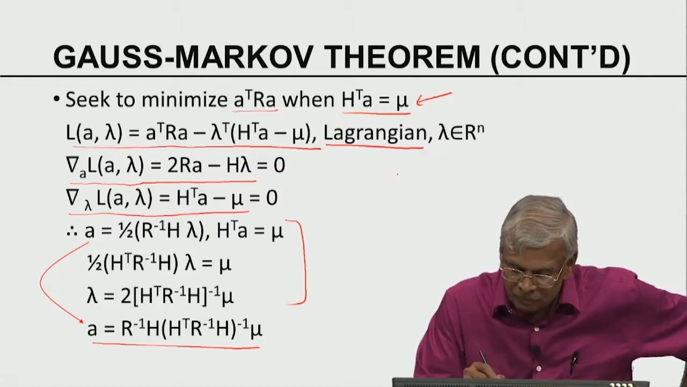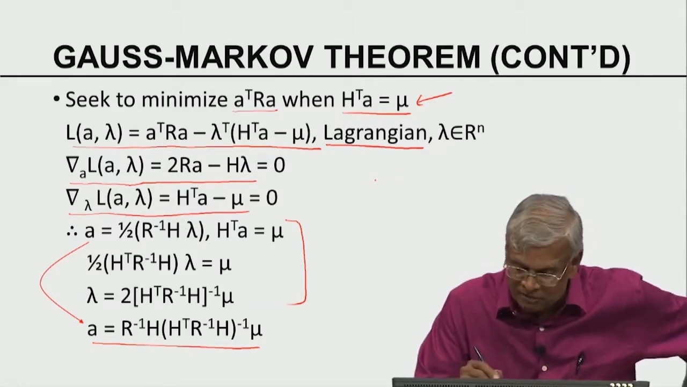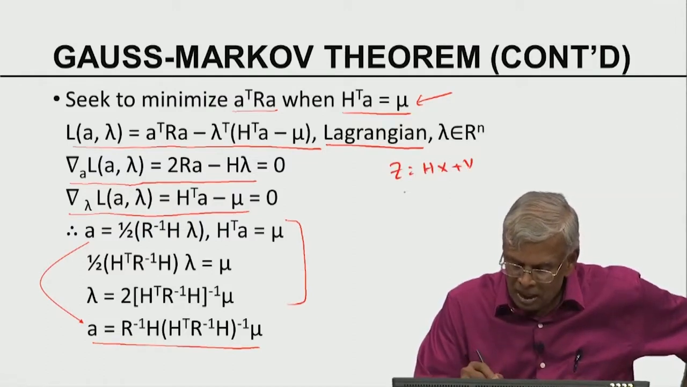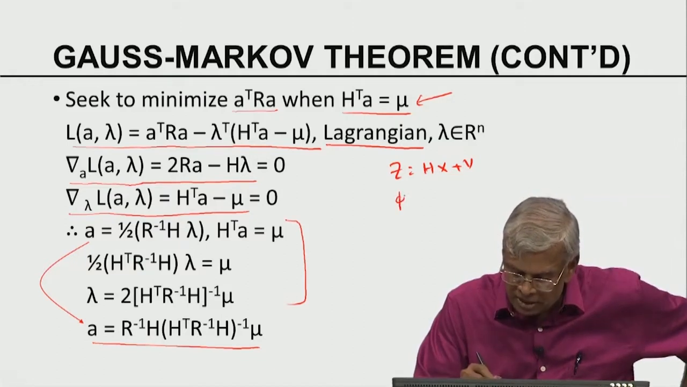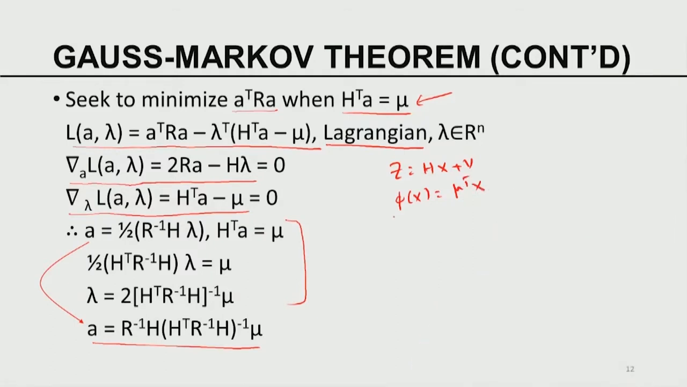I want to go back. I know there are a lot of sidesteps involved. Z is equal to HX plus V. I don't want to estimate X, but I want to estimate a functional of X, which is mu transpose X. To estimate this, I picked an estimator to be A transpose Z. This estimator is unbiased. This estimator has a variance which is A transpose R A. This estimate is linear. It is also unbiased.